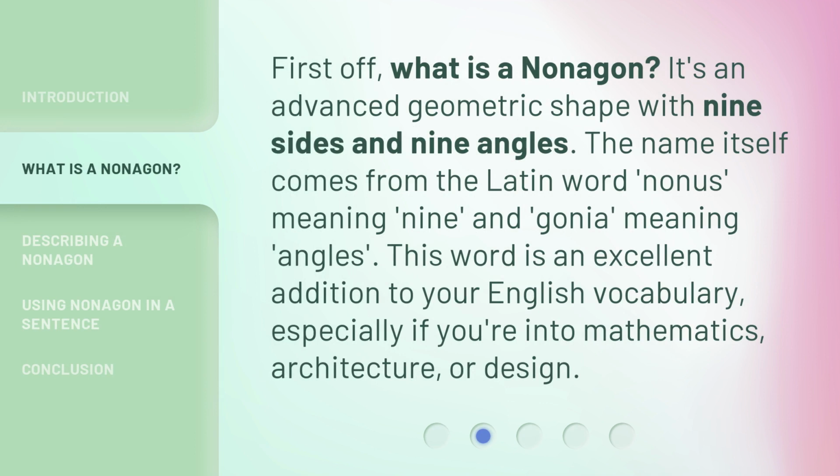First off, what is a Nonagon? It's an advanced geometric shape with 9 sides and 9 angles. The name itself comes from the Latin word nonus, meaning 9, and gonia, meaning angles. This word is an excellent addition to your English vocabulary, especially if you're into mathematics, architecture, or design.